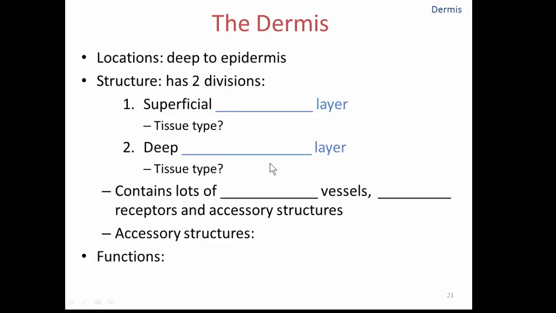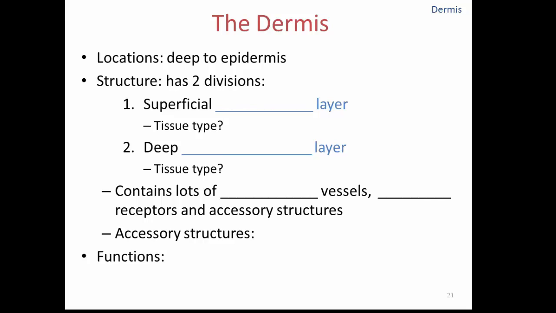All right, now we can move on to the next layer of skin, which is the dermis. Right? So this is deep to the epidermis. Epi means upon, so the epidermis is upon or on top of the dermis. The dermis itself has two main layers, or two main divisions, if you will. It has a superficial layer called the papillary layer, and that is composed of areolar tissue.